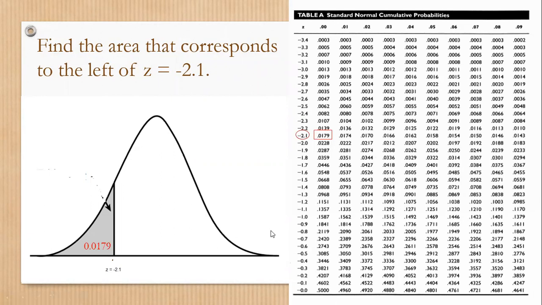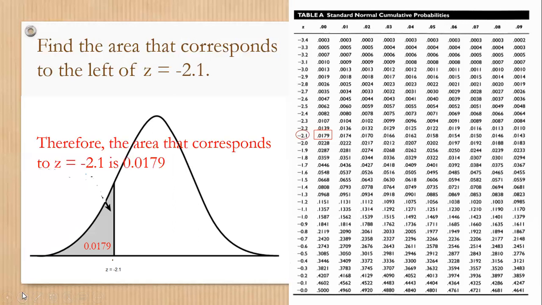So what if the z value is negative 0.73? So look for negative 0.7 and the 0.03 above. Okay, here's the column for the 0.03. So its intersection with negative 0.7 is 0.2327. Okay, so I hope you know how to look or use the table. Okay, so that's how we find the area that corresponds to a negative z value.